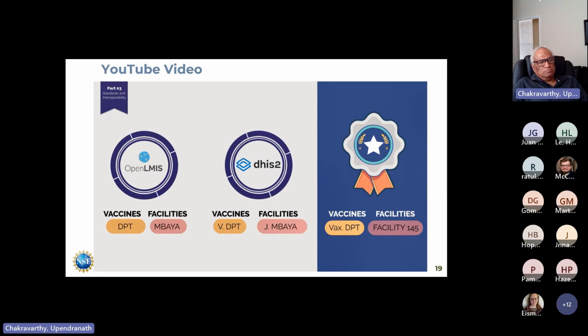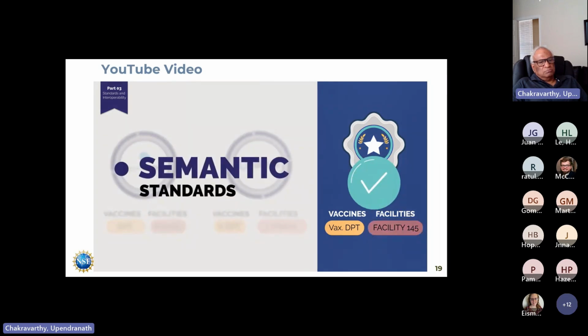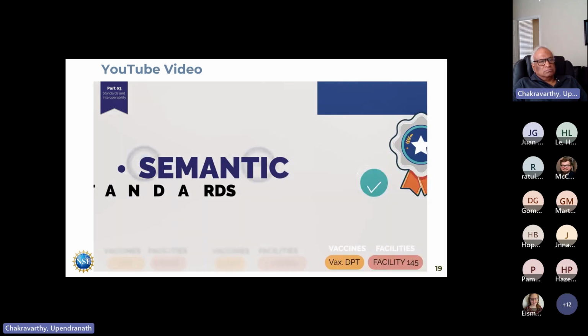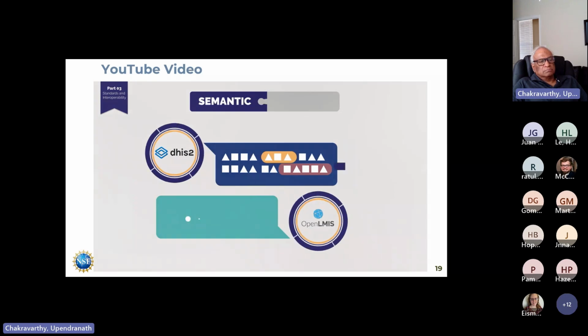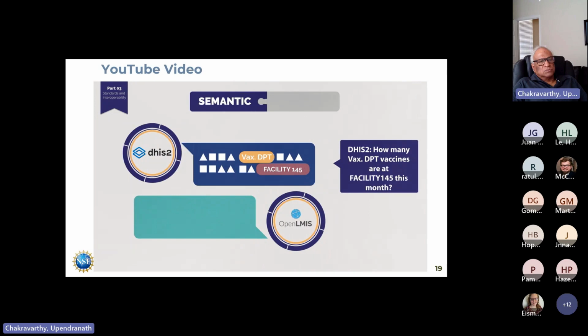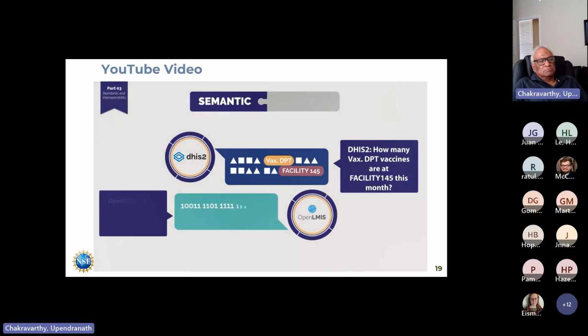For example, the semantic standard to refer to the DPT vaccine is vax.dpt, and for the Mbaya Health Facility is Facility 145. Once they agree on a semantic standard, they both use the same terms to describe the same commodity. When DHIS2 asks OpenLMIS, how many vax.dpt vaccines are at Facility 145 this month, OpenLMIS responds to DHIS2 with a question: what do you want to know about vax.dpt and Facility 145?